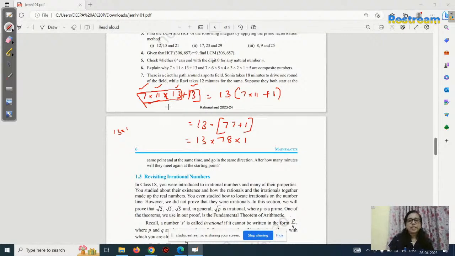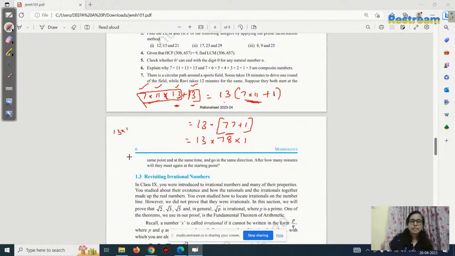Okay, children, this is a very easy question. 7 into 11 into 13 plus 13. Here 13 is the common factor. Take the 13 outside. You cannot simply write one word; you want to show there are more than 2 factors. Write it down: take the common factor outside, 13 into 77 plus 1. 7 into 11 is 77, 77 plus 1 is 78. So 13 into 78 into 1.